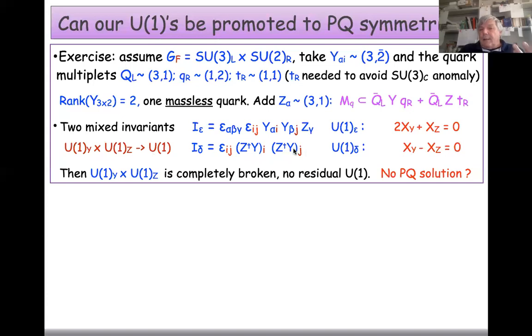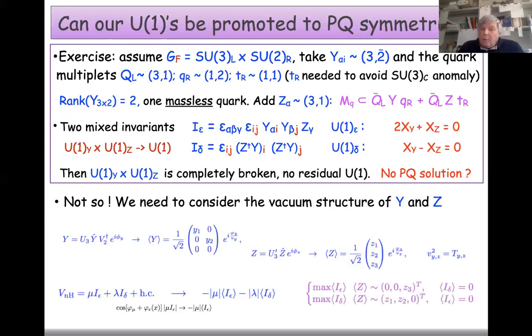Clear, because Z dagger Y, so the difference of the charges. So since these two relations are incompatible, then one would say that the symmetry is completely broken, and then there is no residual U1. Does this mean that there is no Peccei-Quinn solution, that we should stop here? No, it's not so, because we need to consider the vacuum structure of the scalar fields.